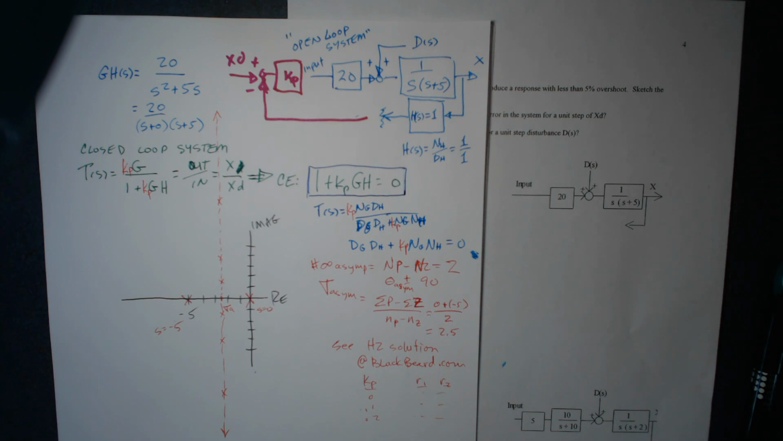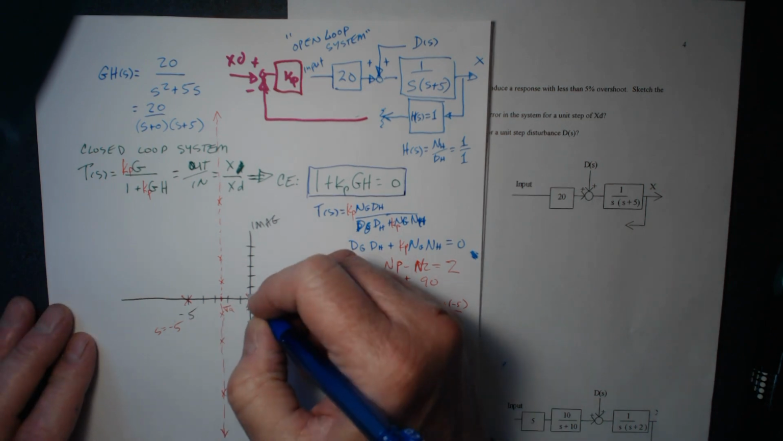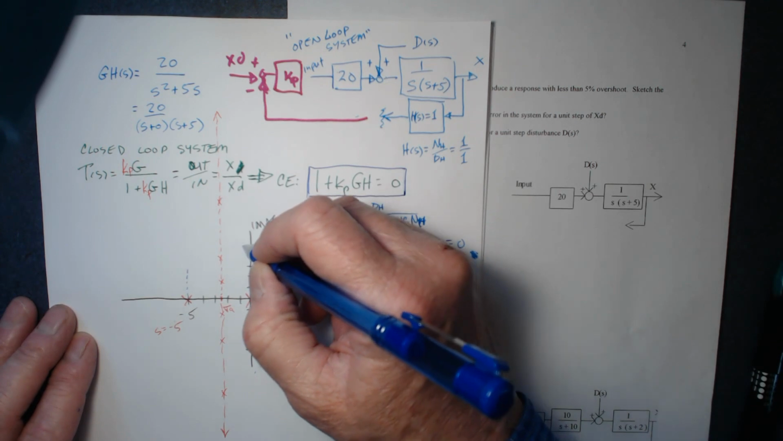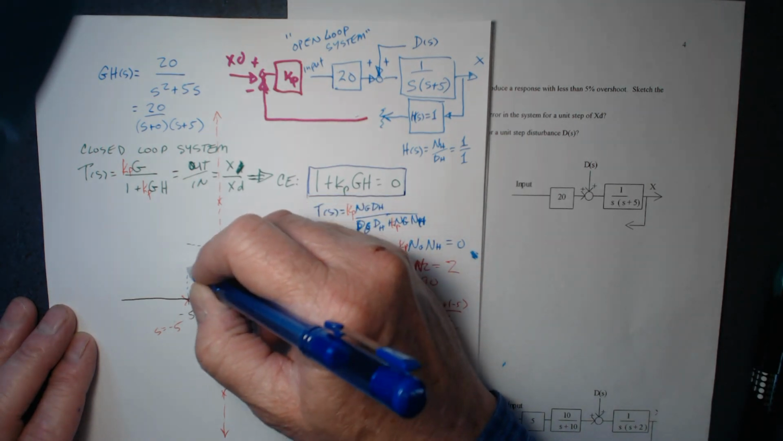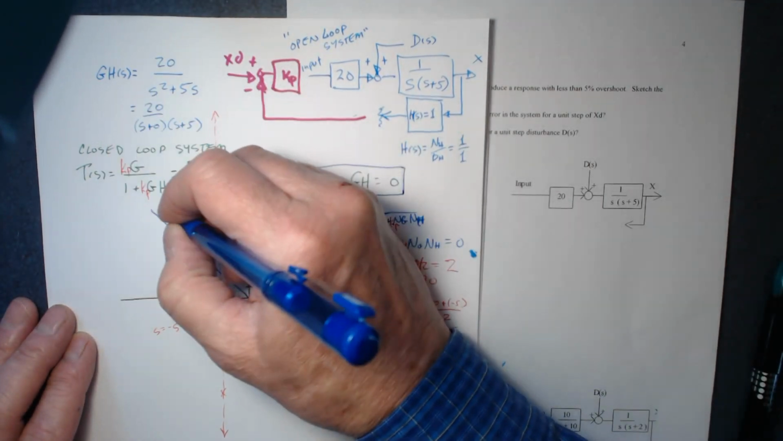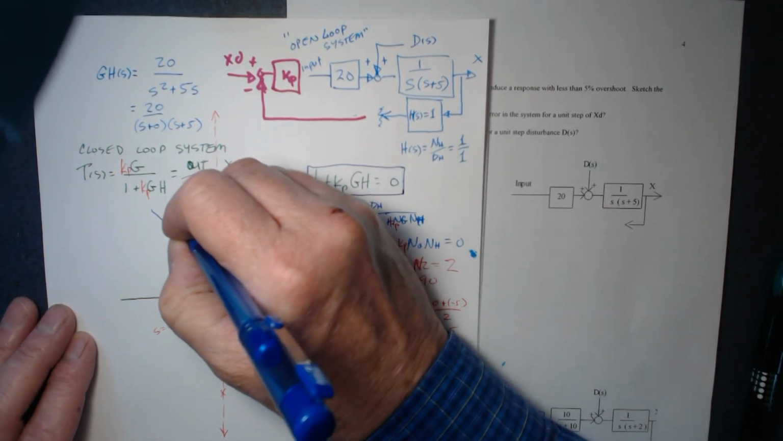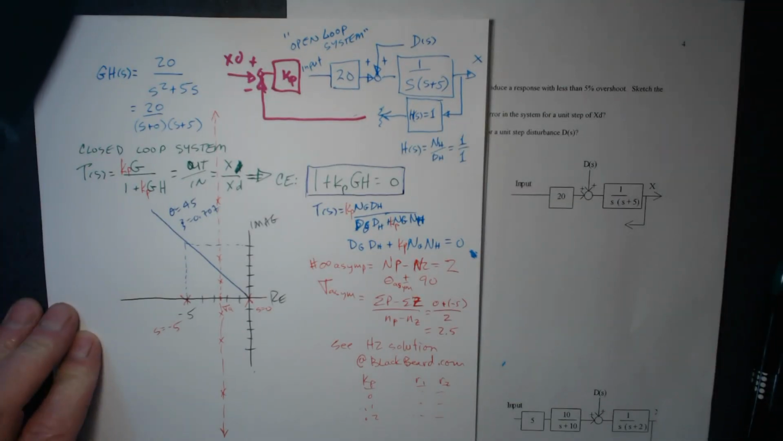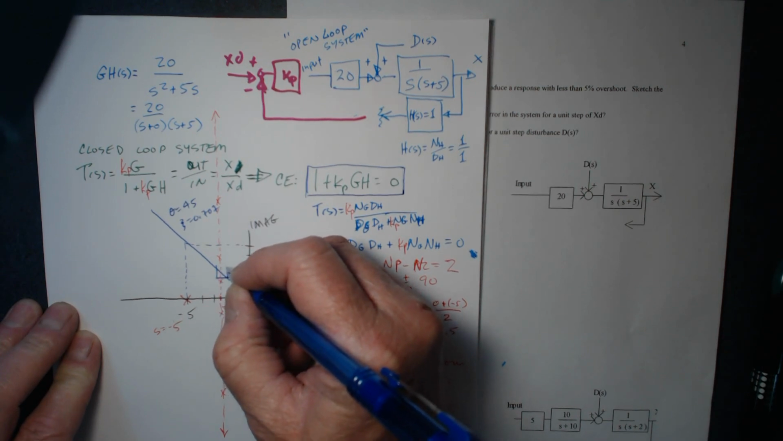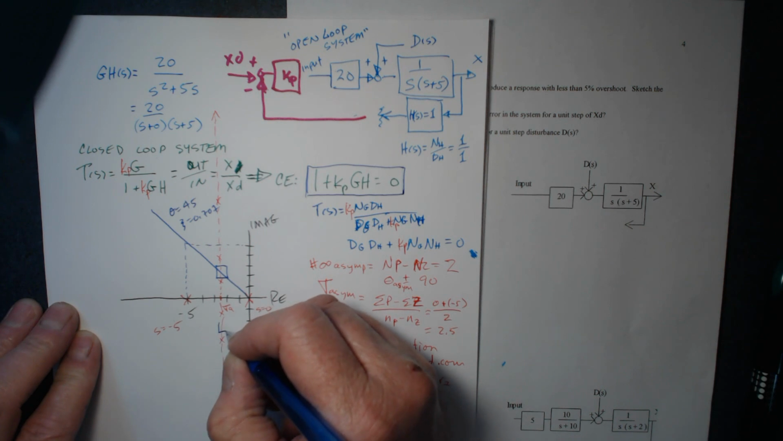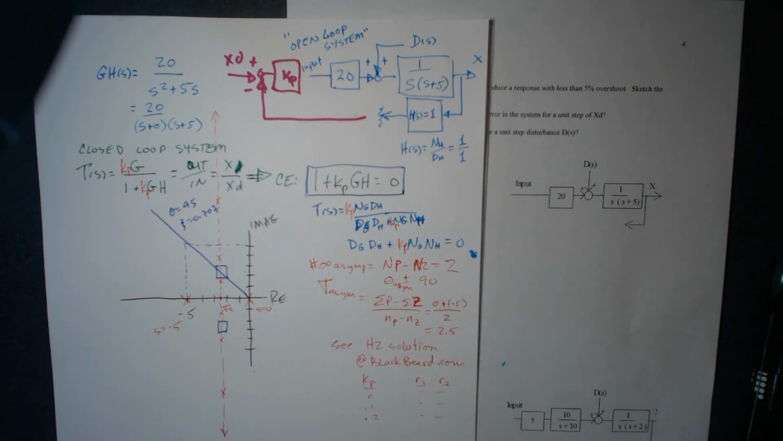Okay, so now all we have to do is find out exactly where. I don't have my protractor here, so I'm just going to say that zeta equals 0.707 is a 45-degree line. I'm going to draw a 45-degree line here. Theta equals 45, zeta equals 0.707. There we go. This tells me exactly where I need to put my desired root locations. Those are my desired root locations.